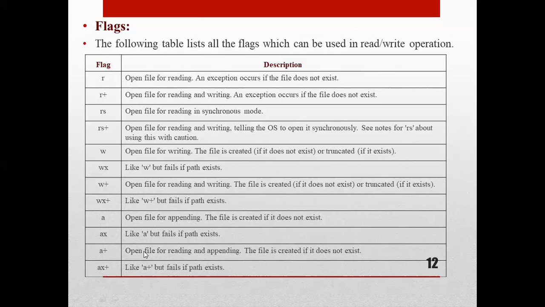Then a+, it will open a file for reading and appending. The file is created if it does not exist. Then the last flag is ax+. It is similar to a+, open file for reading and appending, but it fails if the path of that file already exists. So these are the flags which we can use while doing read and write operations.